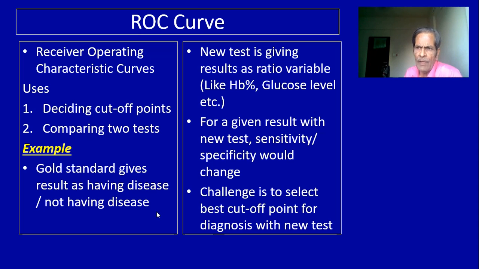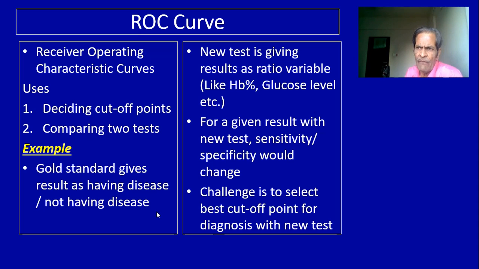If it is something like hemoglobin level with the new diagnostic test, then we may have a cutoff point of, say, 10 grams of hemoglobin. Then if the value is 10 or less, anemia is present. And if the value is above 10, we will say anemia is not present as far as the new diagnostic test is concerned. So the dilemma is at which cutoff point for the new diagnostic test we will say that the disease is present or absent.